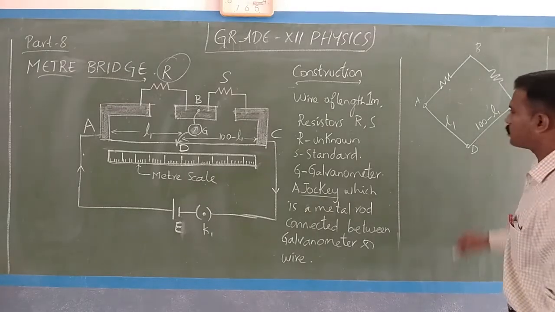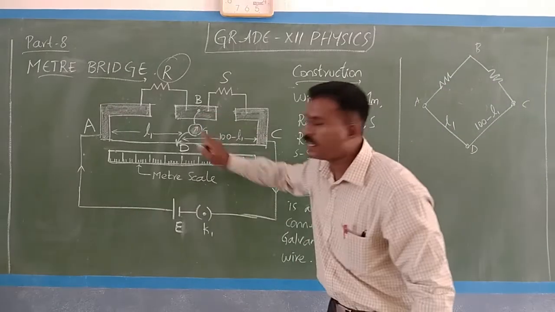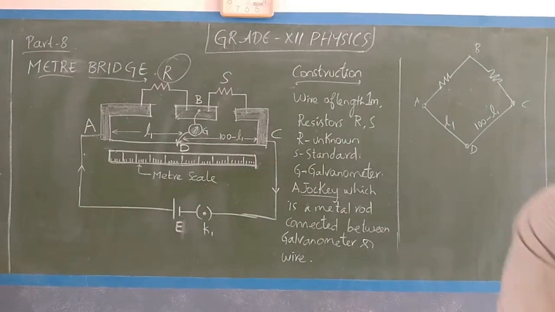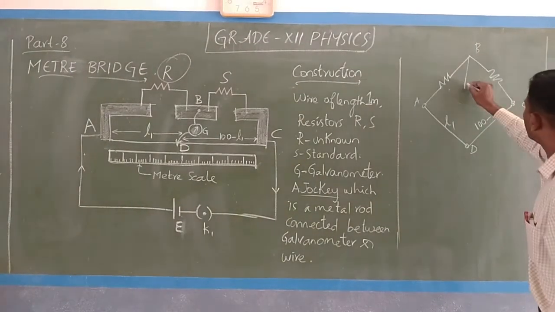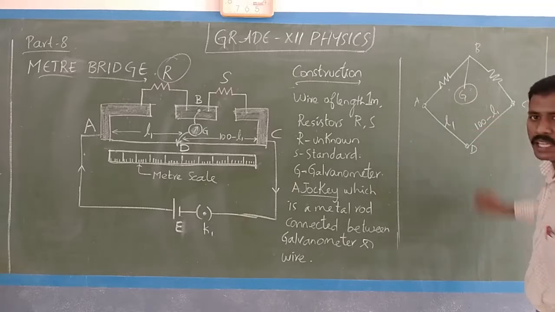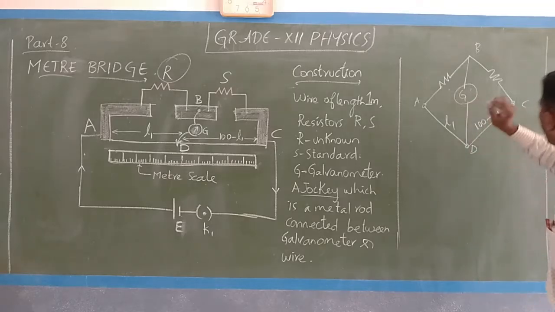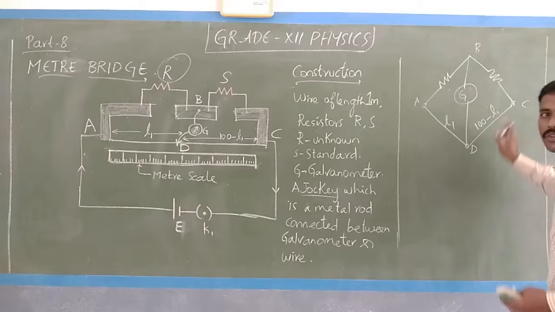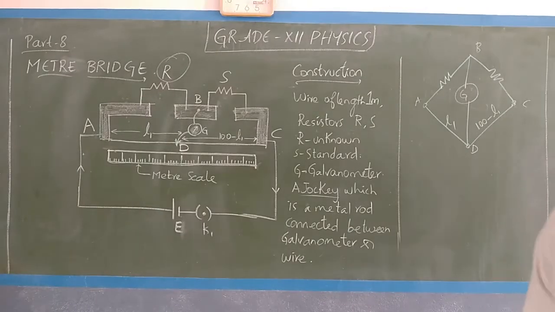So this is the arrangement, and between B and D I have a galvanometer. I will represent it with another color for your convenience. This is a galvanometer. And the junctions A and C are connected with the voltage source.